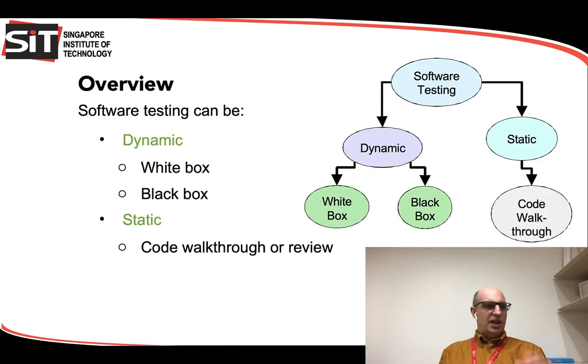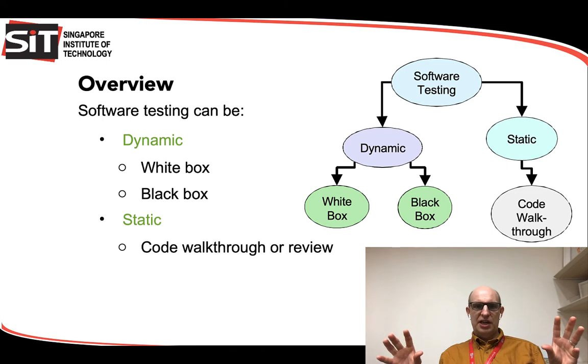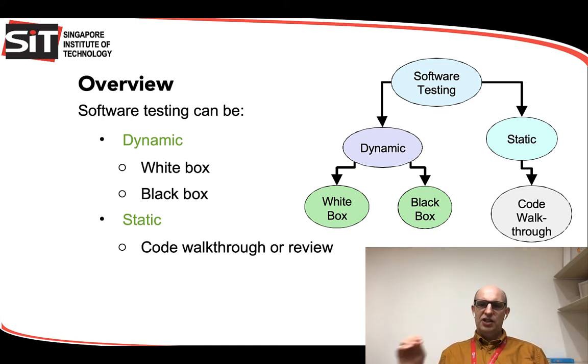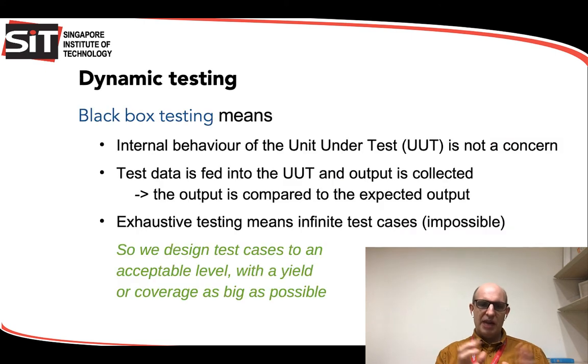So software testing can either be dynamic or static. If it's dynamic, it can be white box or black box. And if it's static, it's generally some sort of code walkthrough or review, which could be automated these days. Let's look at each of these in turn. First of all, dynamic testing.